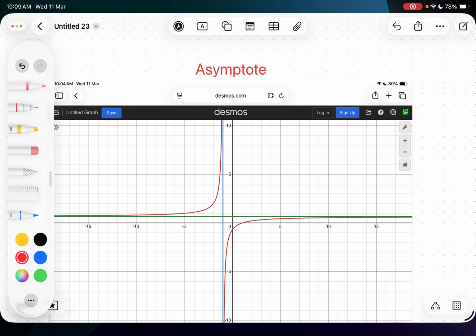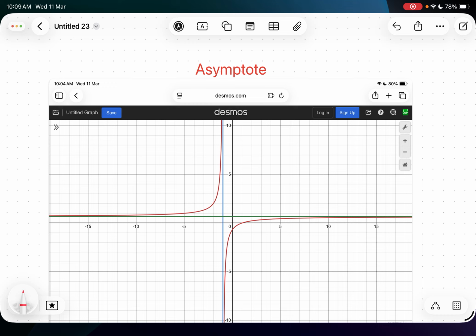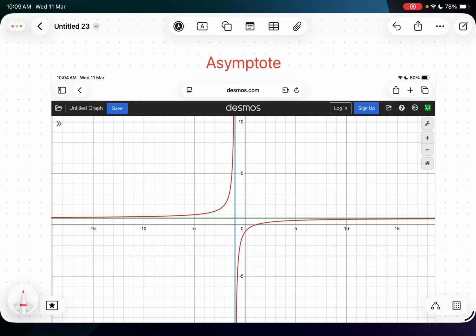Good morning, students. Today we have to discuss another important concept called asymptote. Asymptote is a newly introduced concept. It was first introduced in 2025. You might not see any question in any of the books. You might see a question in one of the past papers that we recently had.